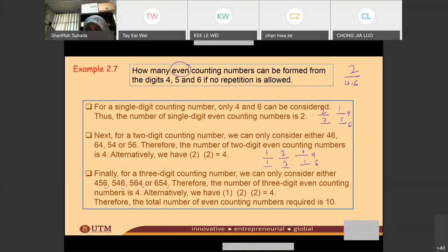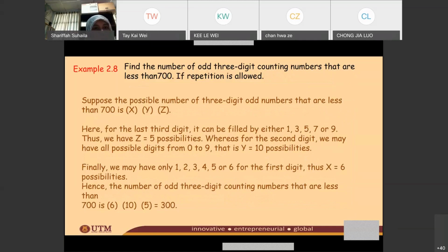So nanti kita buat dia punya task tu. So again, example 2.8. So in 2.8, you want to find the number of odd 3-digit counting numbers that are less than 700.